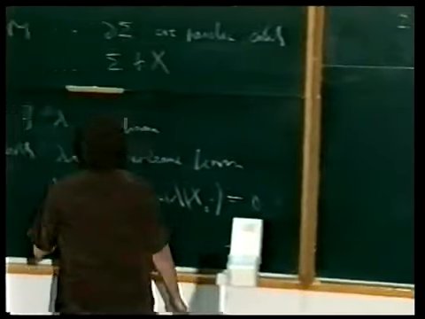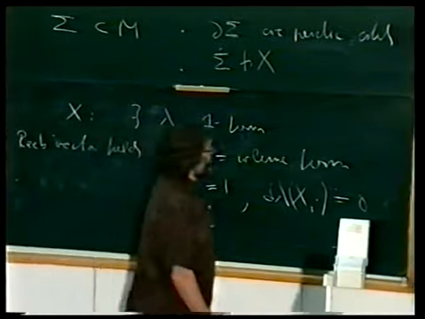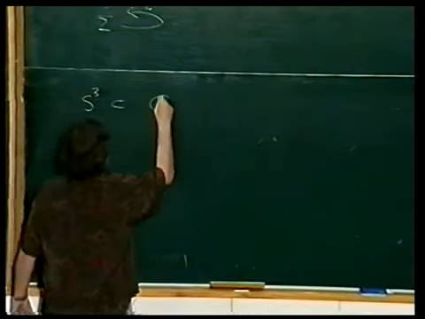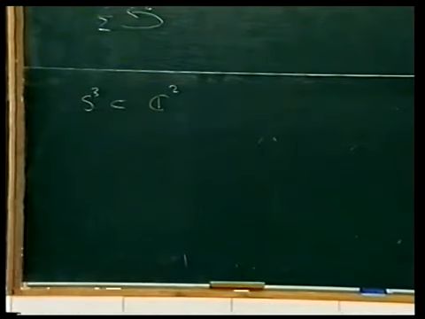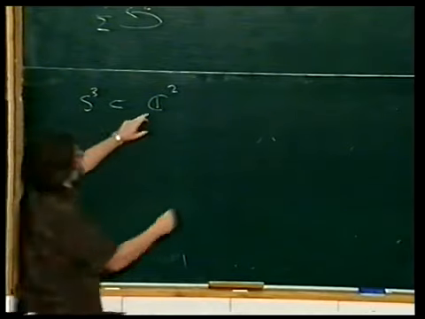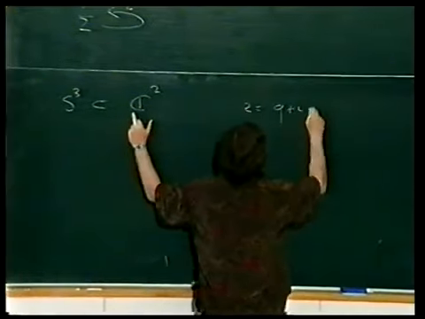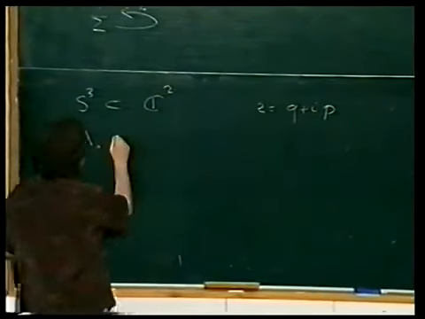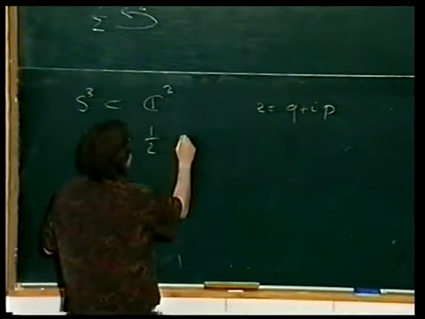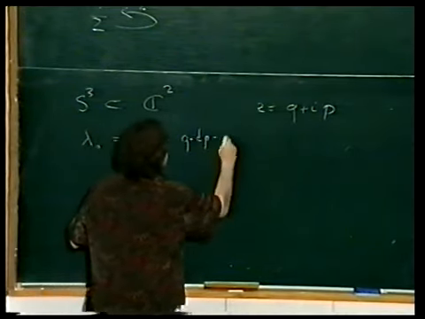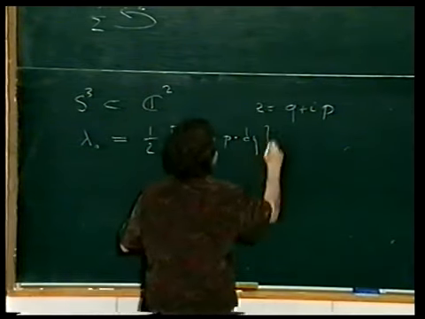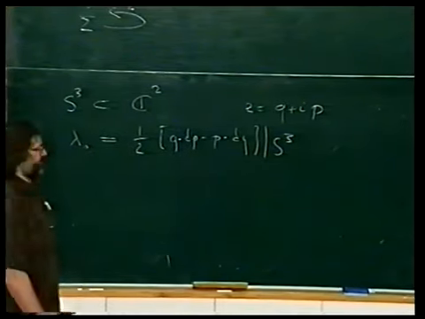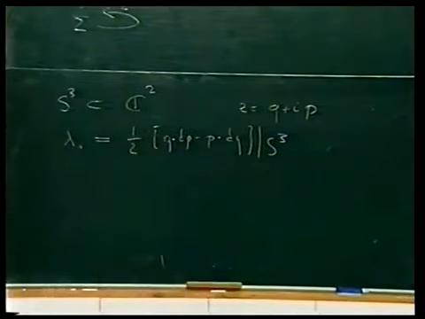So let's look a little bit at the structure of what we have here. We start with such a one form. Let me give you first an example. Look at the unit sphere in C2, and let me write the coordinates as q plus ip. Then there is the standard example of such a form, which is 1/2 (q dp minus p dq) restricted to S3. It has all these properties. Let me call this a standard contact form. Such a form is called a contact form.